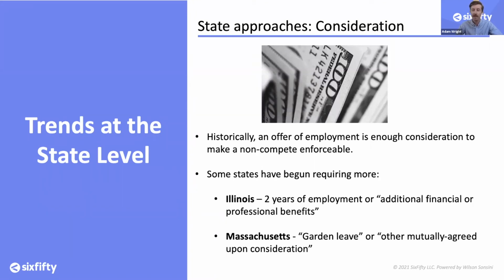So for example, in Massachusetts, the garden leave is 50% of the employee's salary. So this may only make sense for a small category of employees where it's worth that cost to enforce a non-compete agreement. And then in terms, both in Illinois and Massachusetts, what additional financial or professional benefits or other mutually agreed upon consideration means, those are really loose terms.